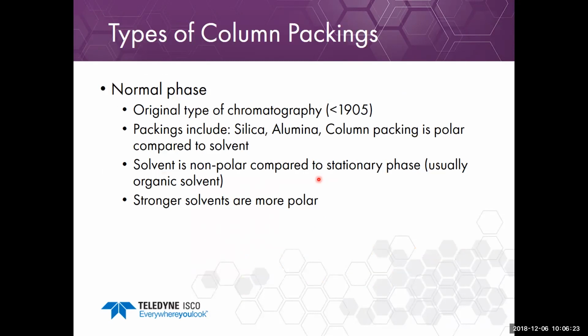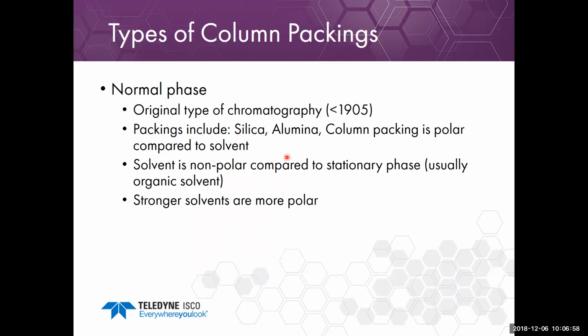Types of column packing, you have normal phase, which is the original type of chromatography. That's why we call it normal phase, because once upon a time it was what was normally run. Packings include silica and alumina. The column packing is polar compared to the solvent. The solvent is an organic solvent that is nonpolar. Hexane and cyclohexane are very commonly used. Dichloromethane and methanol are used.